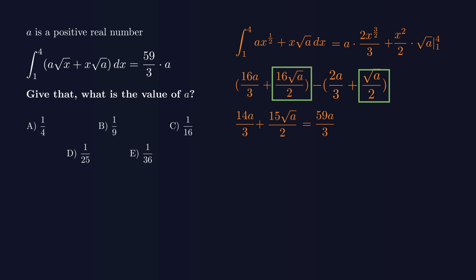If we want to combine everything under a common denominator of 6, we get 28a plus 45 times square root of a is equal to 118a. Subtract 28a from both sides, and we're left with 45 times square root of a is equal to 90a. Now divide both sides by 45, and we get square root of a is equal to 2a. Squaring both sides gives us a equals 1 over 4.